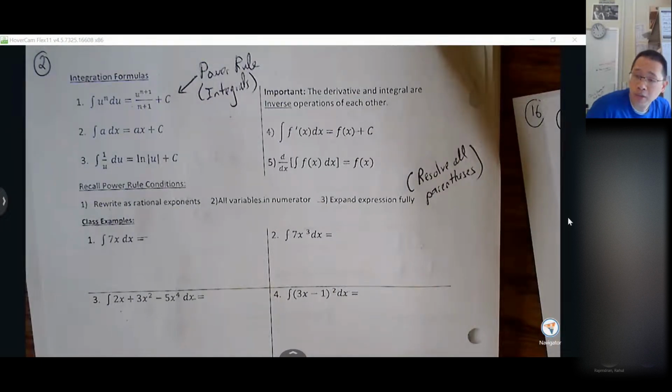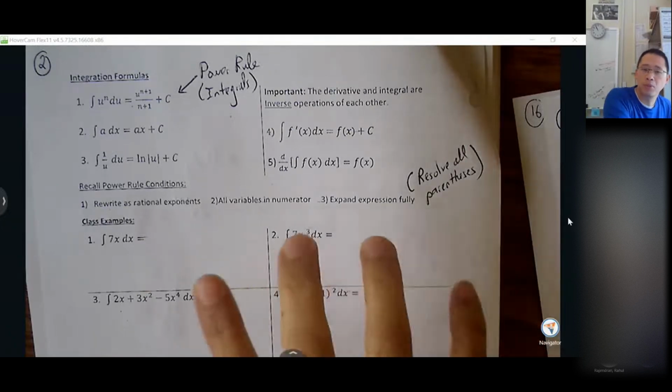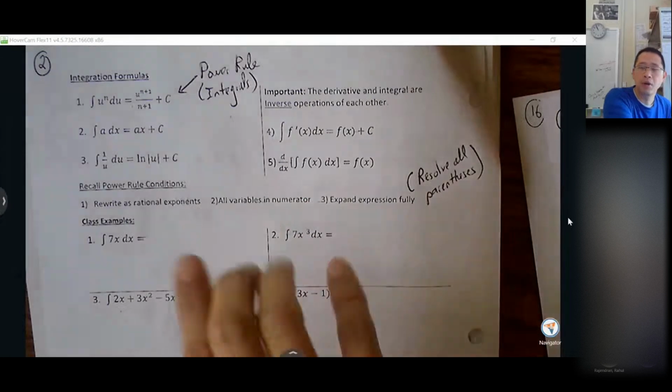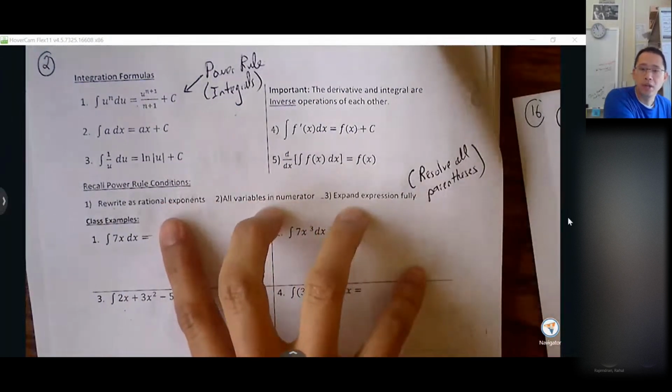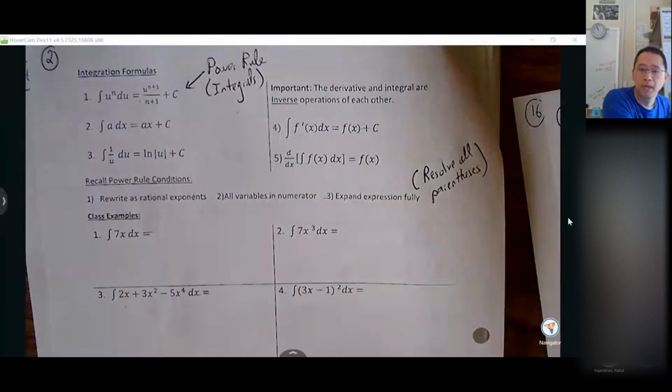If we're not able to expand it fully, then again, we have to explore other options. We're not going to be able to use power rule. Power rule is going to be the rule that you use the most often, but it also comes with very distinct conditions that need to be met before we can apply it.